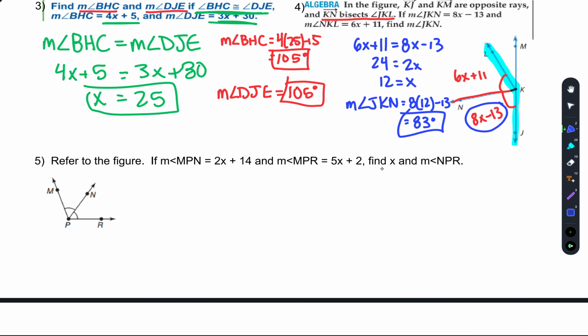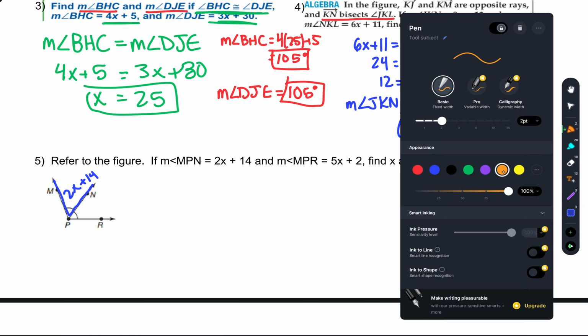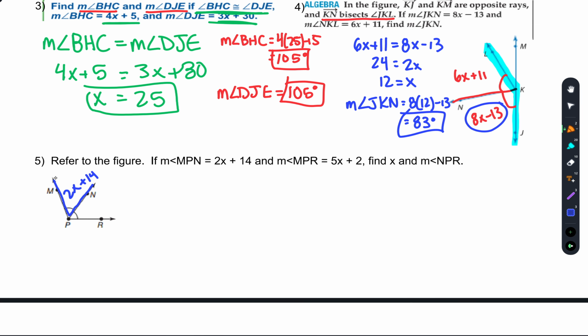Refer to the figure. If angle MPN equals 2x plus 14 and angle MPR equals 5x plus 2, find x and find NPR. We got to label this stuff. So I'm going to pick angle MPN is 2x plus 14. That's this guy right here. And then I'm also told that MPR, this guy right here, the whole thing, is 5x plus 2.